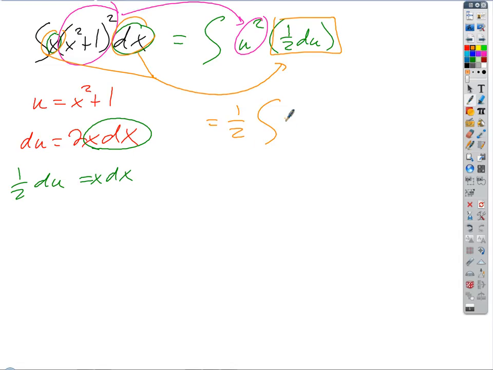And what are we left with? Well, the antiderivative of u squared du, that's an easy one. What is that? Yeah, u cubed over 3. So I just end up with u cubed over 3 times 1/2. I could, if I want to, make that 1/6 times u cubed plus c. Last step, put it back in, reverse the substitution. So the 1/6 comes from 1/2 times 1/3.